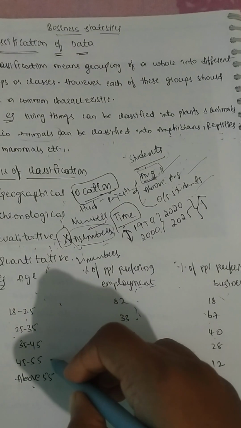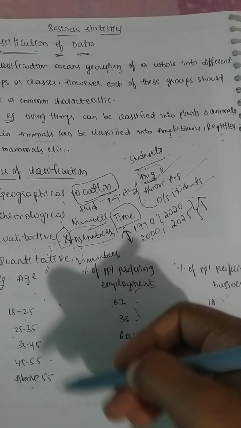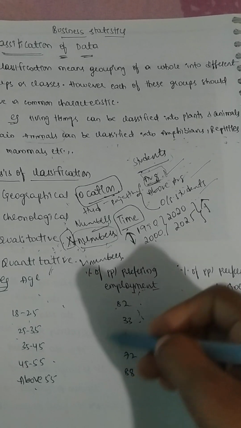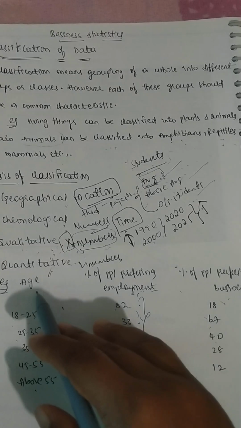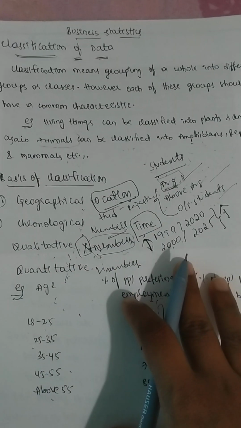So what we are doing in quantitative classification is measuring in numeric form, which is called quantitative classification. Is it clear? I hope it is clear with you.